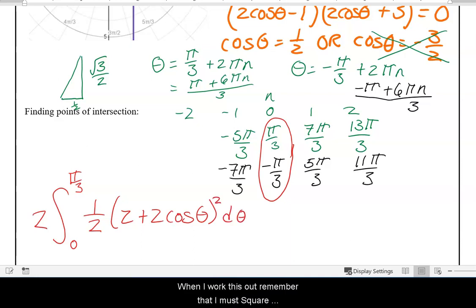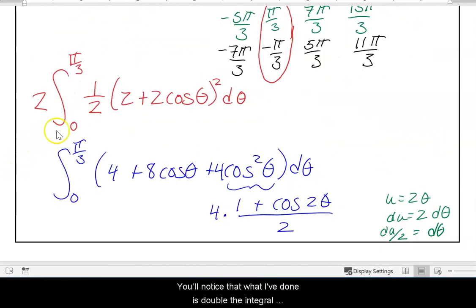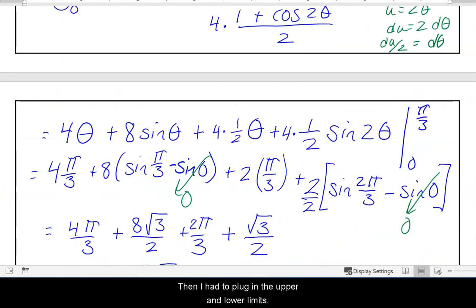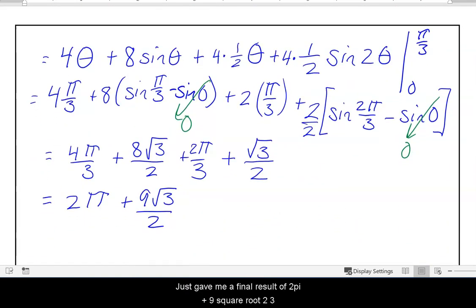When I work this out, remember that I must square r, and that will give me 3 terms. I won't go through all the details, but I will give you the punchline. You'll notice that what I've done is double the integral from 0 to pi over 3. I multiplied out the binomial, I used a double angle substitution and U substitution to evaluate. Then I had to plug in the upper and lower limits. This gave me a final result of 2 pi plus 9 square roots of 3 divided by 2.